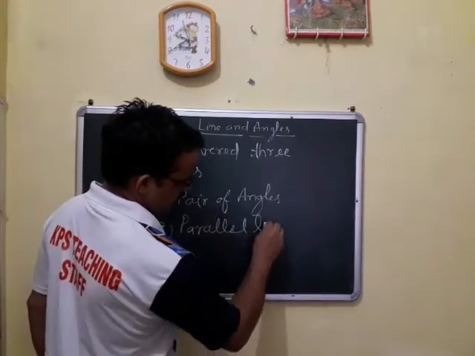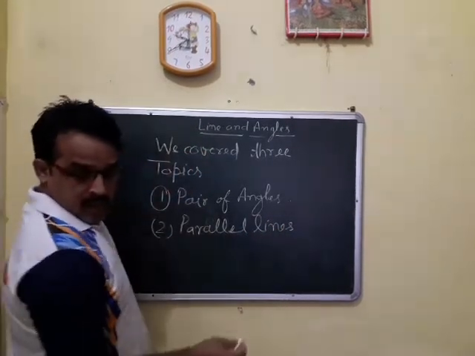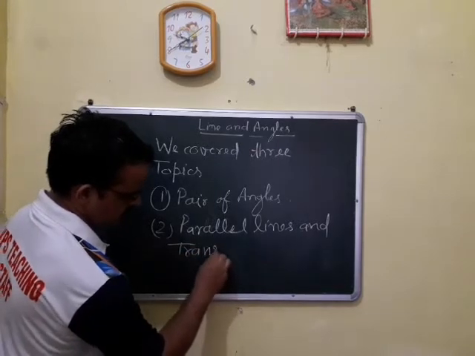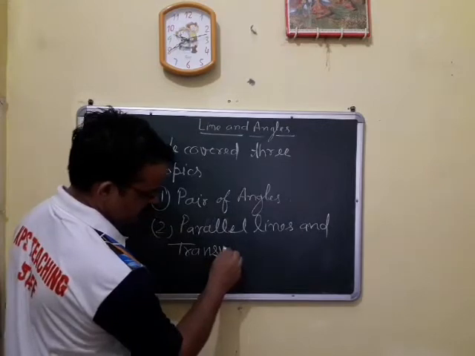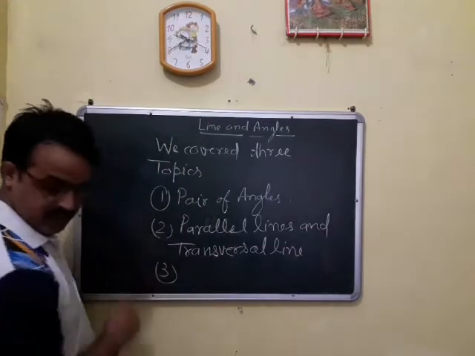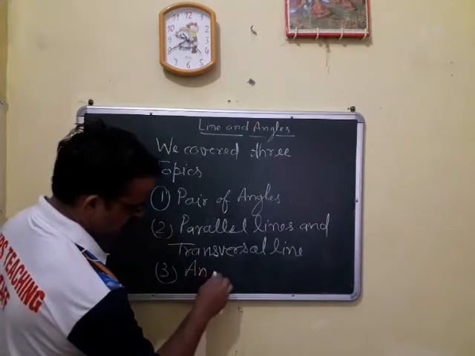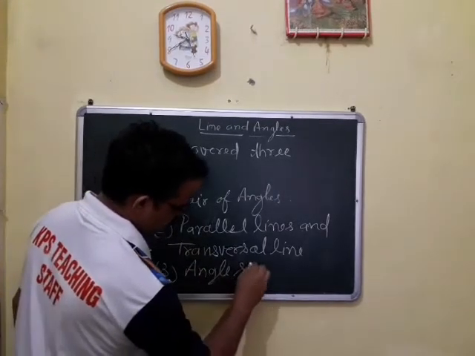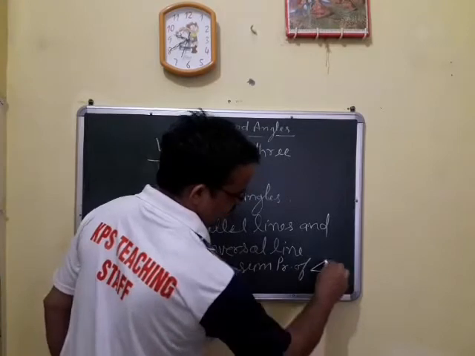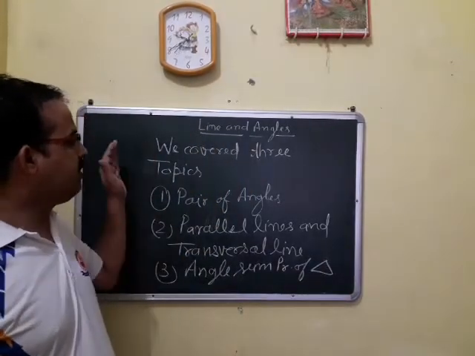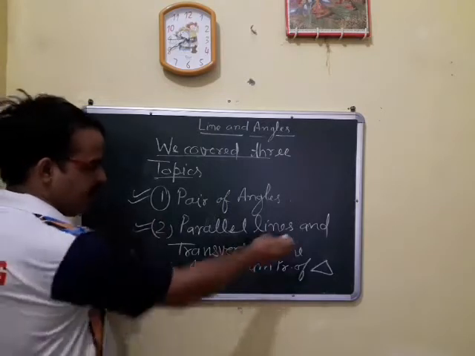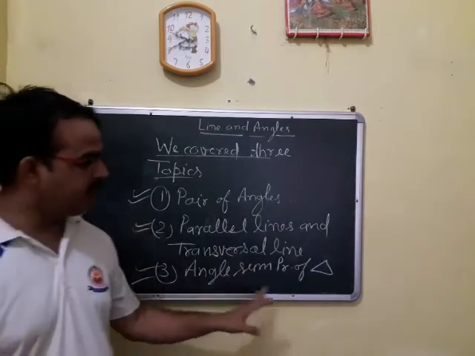Parallel lines and transversal line. And the third topic we discuss here is angle sum, properties of triangle. So there are three topics: first one is a pair of angles, second one is the parallel lines, and third topic is angle sum, property of a triangle.